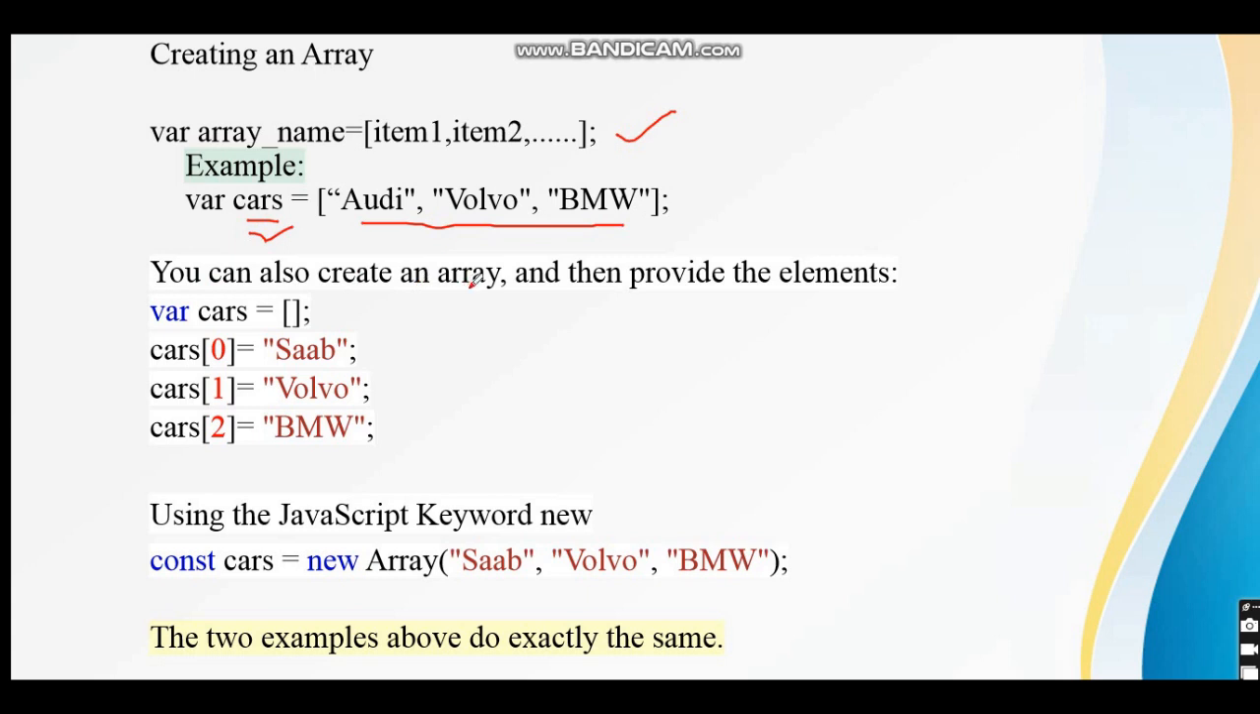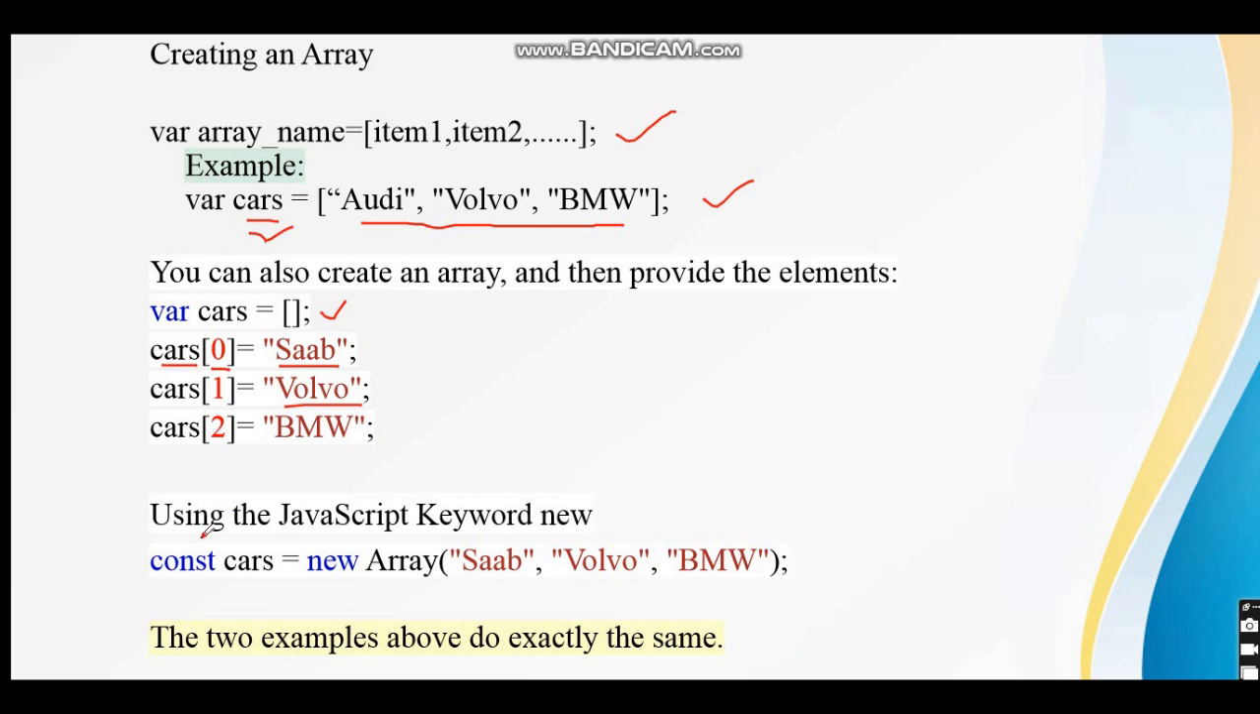You can also create an array and then provide the elements. First you create the array, then you can provide the elements to this array. Like here you can see this is the array cars, okay? And here at the 0th position you are providing the value Saab. Next, cars at the first position you are providing the value Volvo, right? It is one and the same thing: by creating the array you have provided the elements to that array, and here first you have created the array, then you are providing the elements to the array.